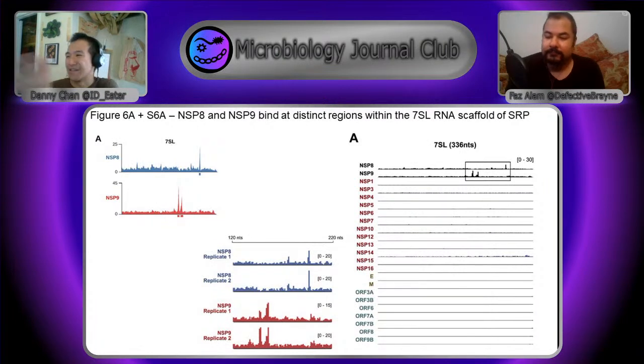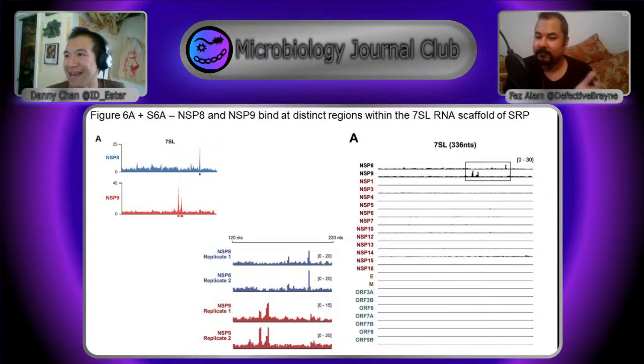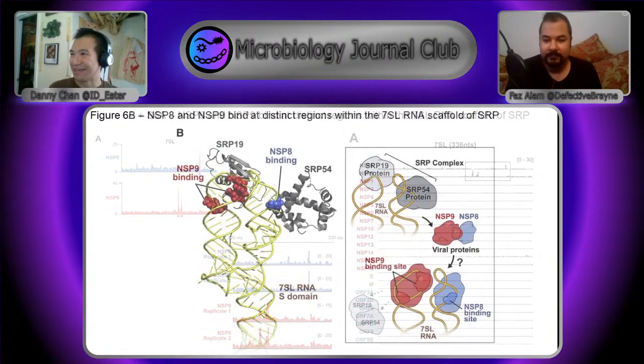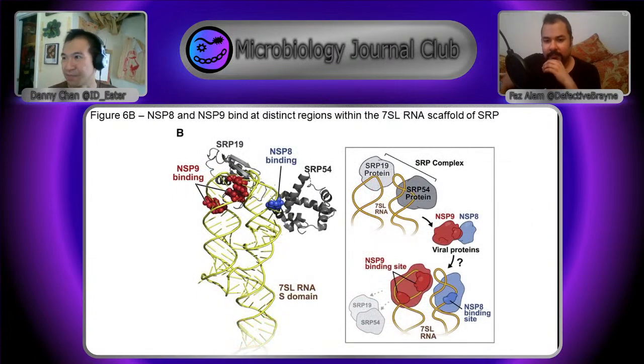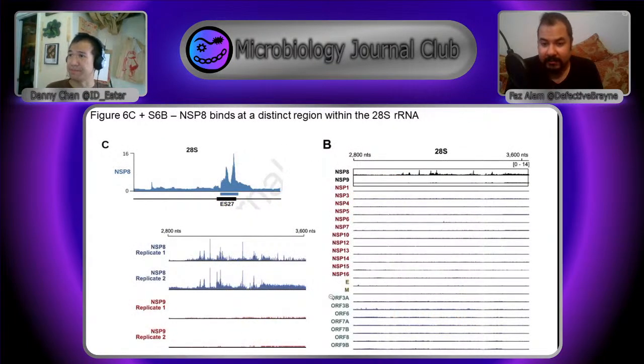So here again are those graphs that we've seen many times, showing that the frequency of the stop region is increased in the 7SL for these two proteins, NSP8 and NSP9. And then they show us in a nice 3D model where we would normally see SRP interacting. There are two areas, and basically they prevent the whole particle from coming together properly. That's basically it.